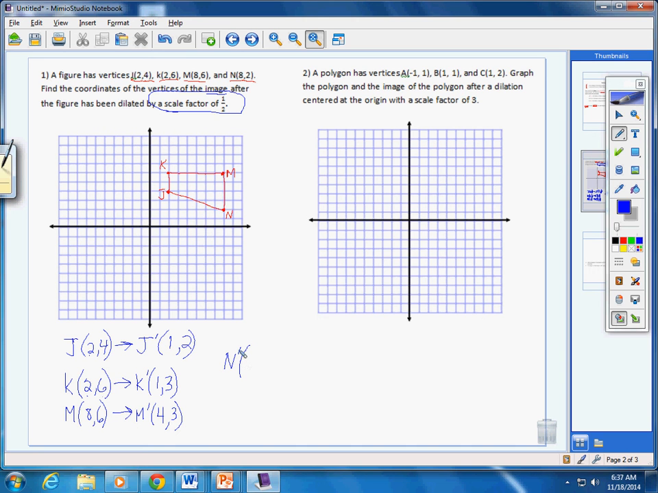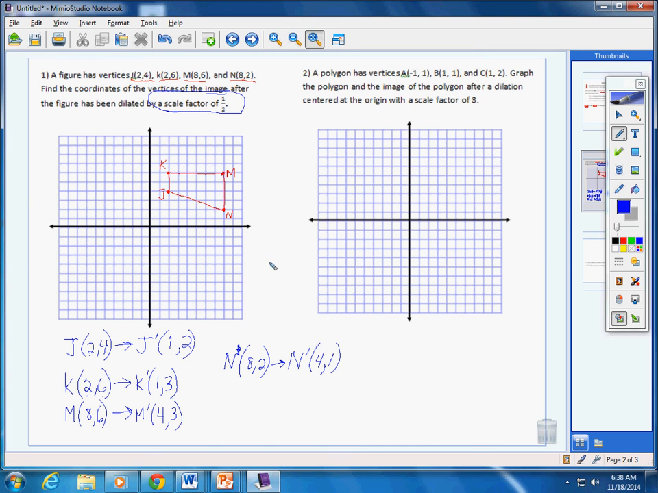Whoops. Let's scratch that out. We're just doing N is 8, 2. And now we're multiplying it by our scale factor. We're getting N prime, which should be 4, 1. Okay. You're not always going to cut your original numbers in half. This is based on what your scale factor is. I'm shrinking this original shape, my pre-image, by a scale factor of 1/2. So it's 1/2 times each of my original values.